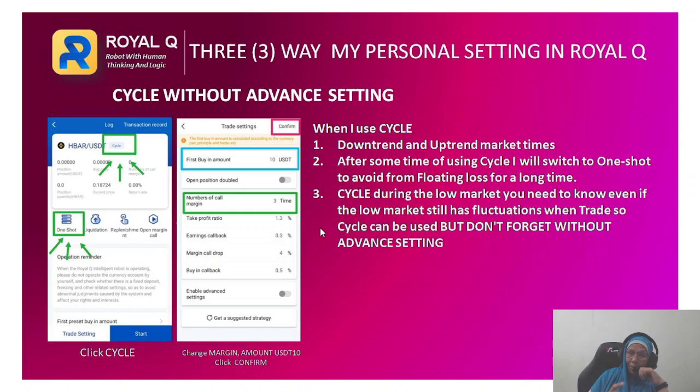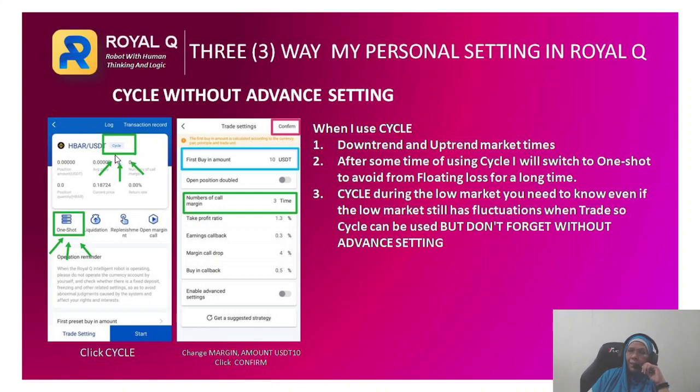But you have to remember one thing. Why do I use cycle when it is a downtrend? Cycle during the low market or downtrend market. You need to know that even a downtrend market still has fluctuation. When you trade, it will go up and down, and there are times that you are making profit too. So cycle can be used, but don't forget, without advanced setting.